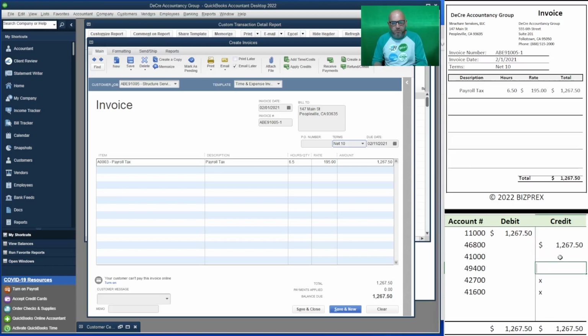So again, let's just look at it. There it is. Debits and credits are in balance. This amount right here is a debit to account 11,000. This amount right here is a credit to account 46,800. This one is easy, right? Because there's just one line item. Very good demonstration. Let's book it and keep going.